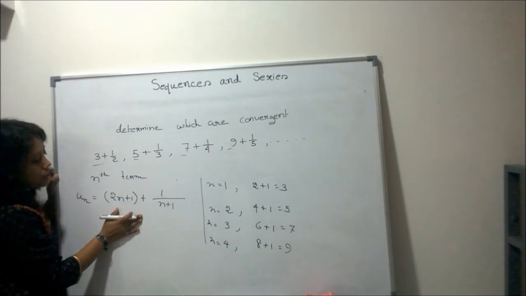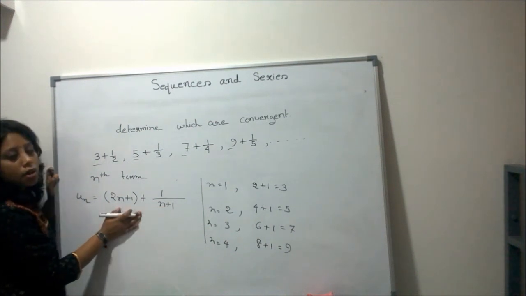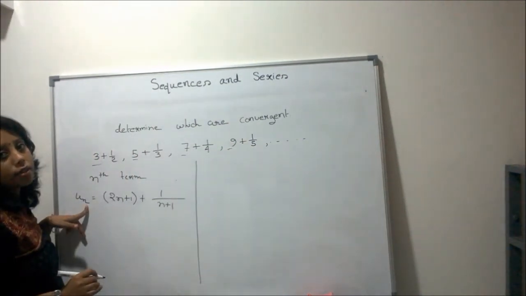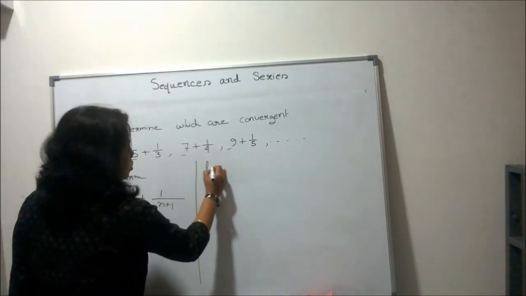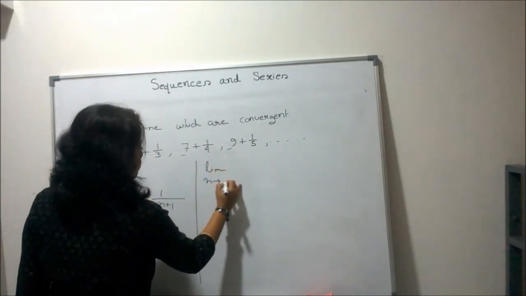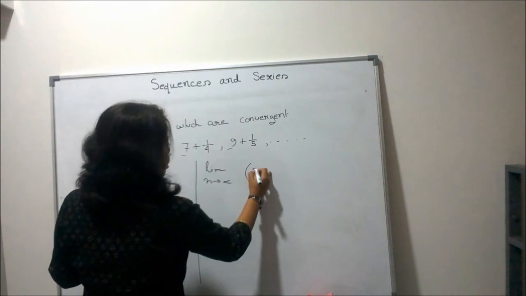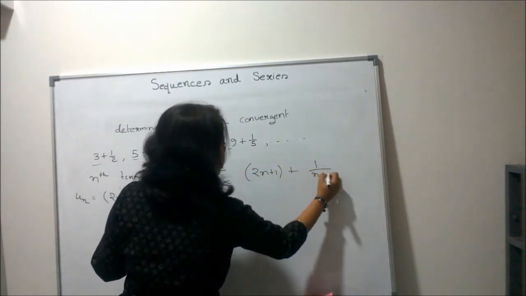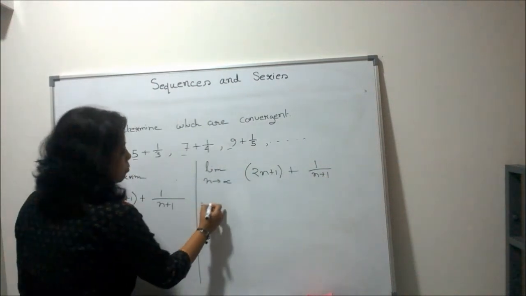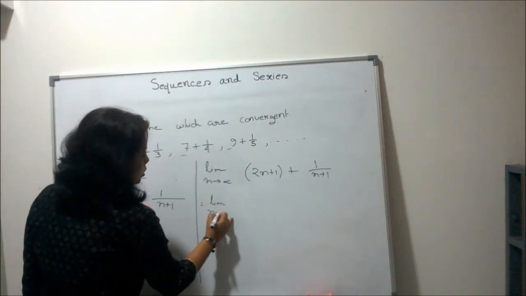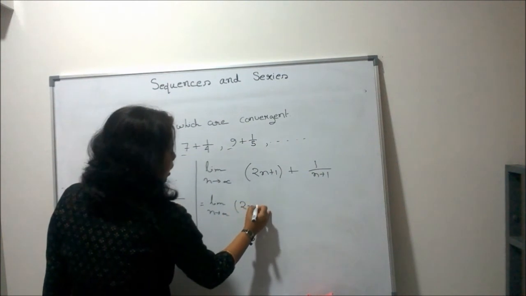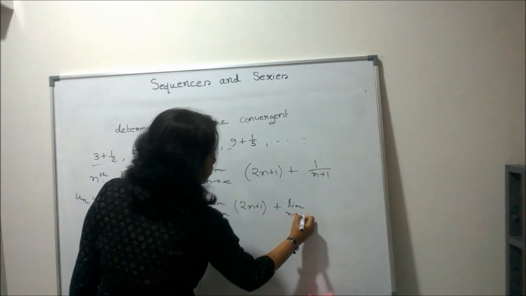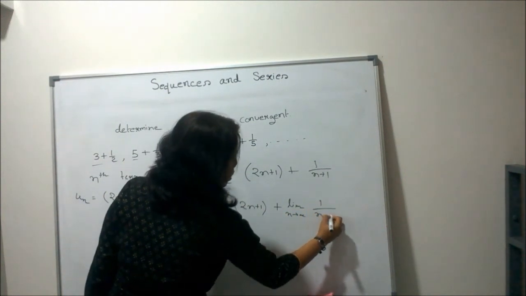Okay. Now we would consider whether this is convergent or not. So what should I do? We will take the limit n tends to infinity. So here 2n plus 1 plus 1 by n plus 1. So here we can easily separate two parts: limit n tends to infinity 2n plus 1 plus limit n tends to infinity 1 by n plus 1.